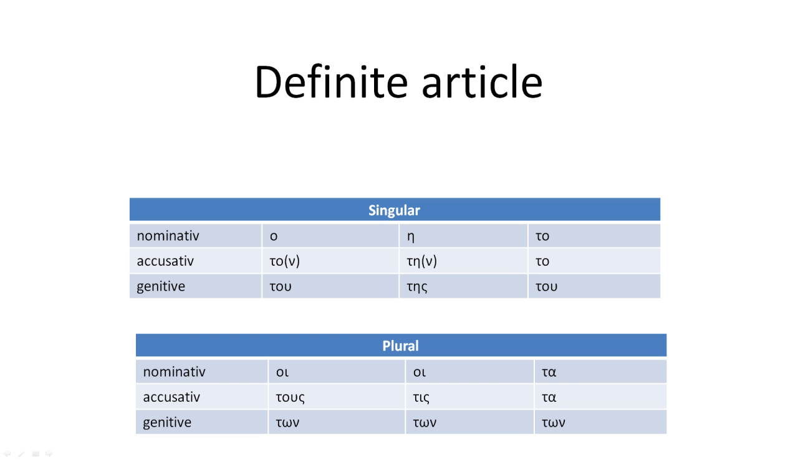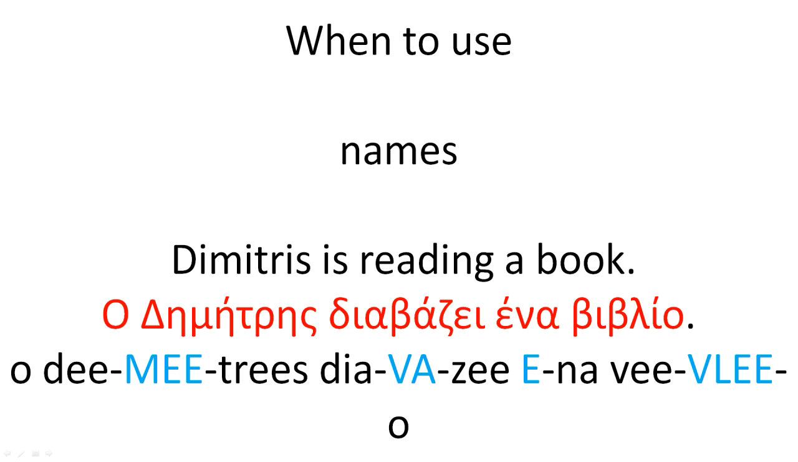Let's see some examples of when to use the definite articles. We use them with names. For example, Dimitris is reading a book. This is translated in Greek as Ο Δημήτρης διαβάζει ένα βιβλίο. As you can see, Dimitris is masculine and in nominative case. It takes the definite article ο.